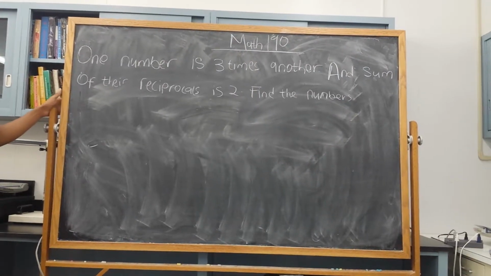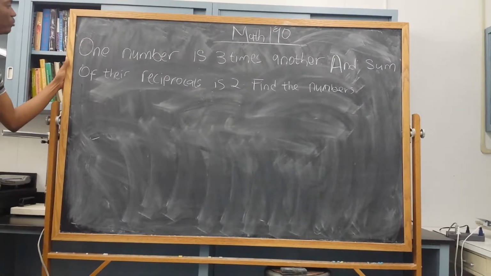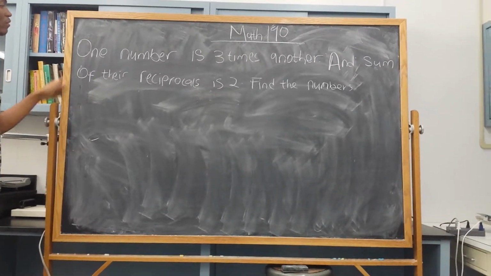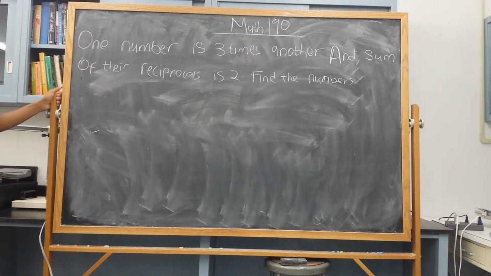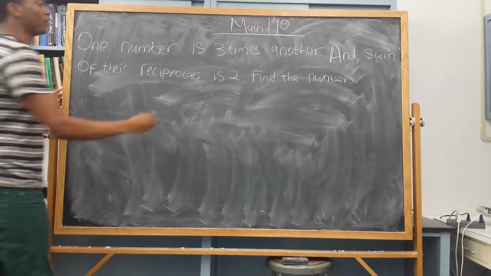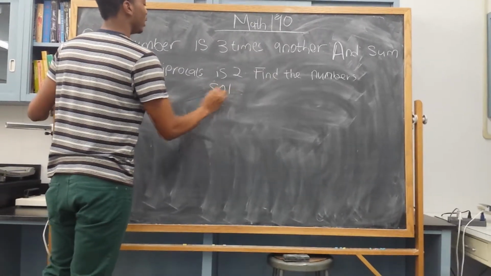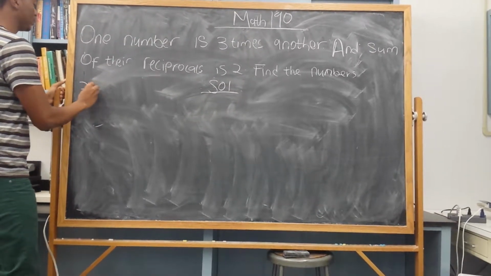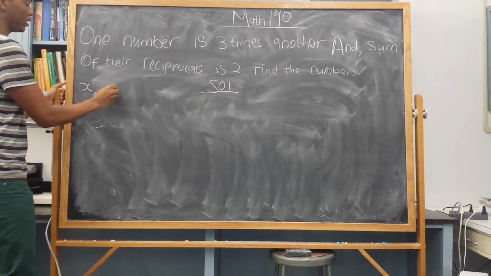Welcome to Math 190. We have a question on the board. One number is 3 times another, and the sum of their reciprocals is 2. Find the number. First of all, what you want to do is assign variables for each of the numbers. Let's say x and y.